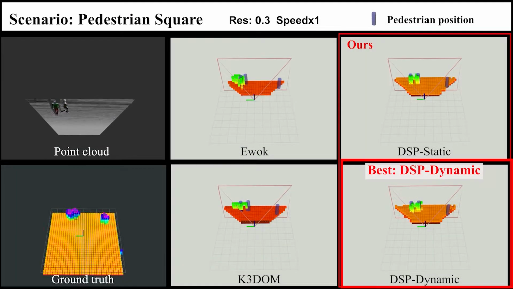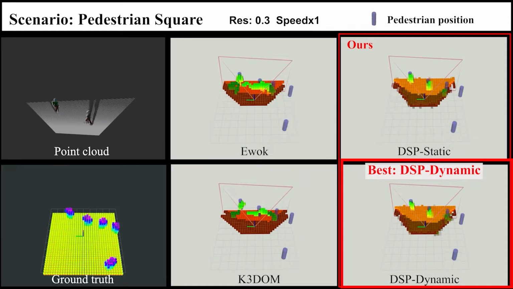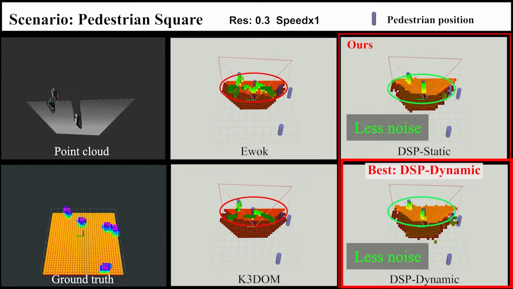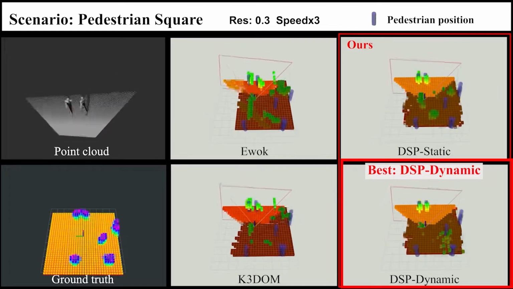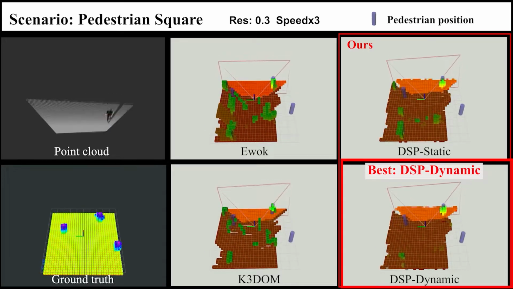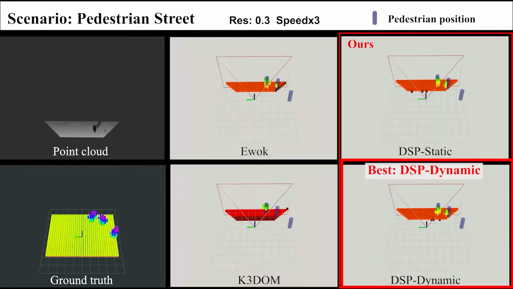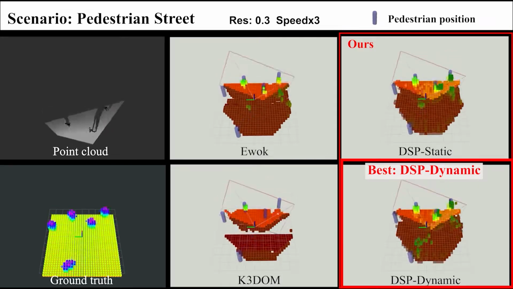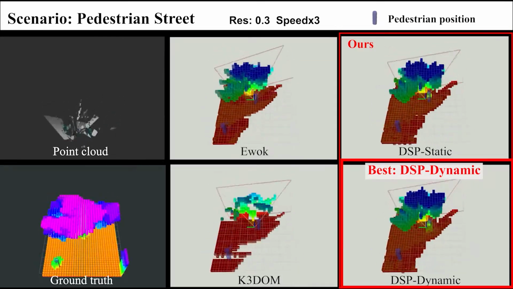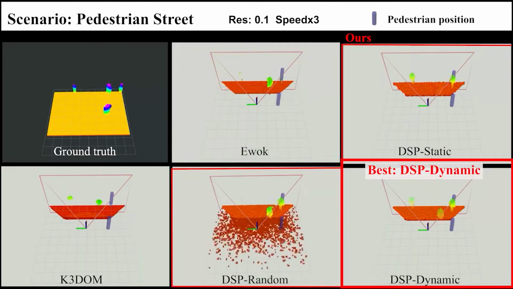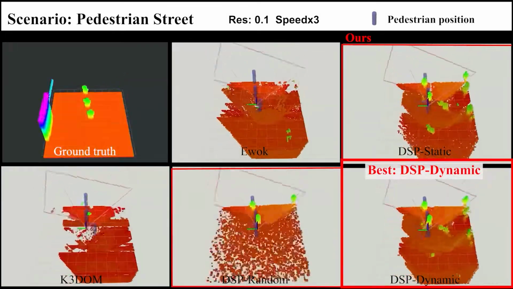The mapping performance is compared with a popular static local map, called EWOC, and a state-of-the-art 3D particle-based voxel map, called K3-DOM, in different simulation scenarios using different resolutions. Here the resolution turns to 0.1 meter.